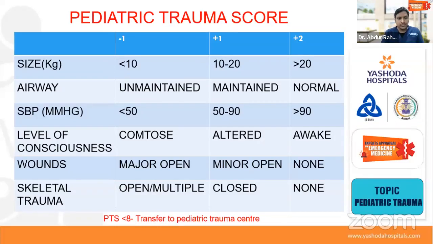And this is the pediatric trauma score. The pediatric trauma score takes into consideration the weight of the child, the airway, whether it is unmaintained, maintained, or normal, the systolic blood pressure, level of consciousness, and how the wounds are, whether they are major open, minor open, or no wounds, and skeletal trauma. These are the variables considered for the pediatric trauma score. If the pediatric trauma score is less than 8, here also we need to transfer to a pediatric trauma center. Because in the peripheries and in the local centers, these scores are very helpful, while taking a decision whether to retain the patient or to transfer the patient to a specialized pediatric trauma center.